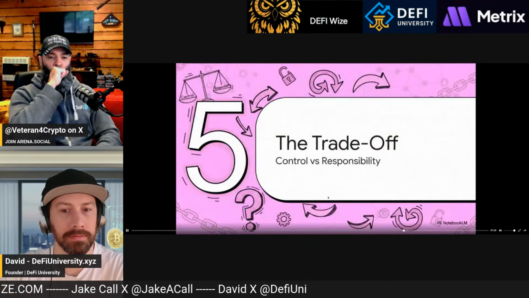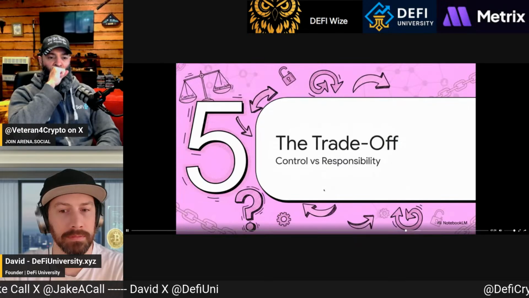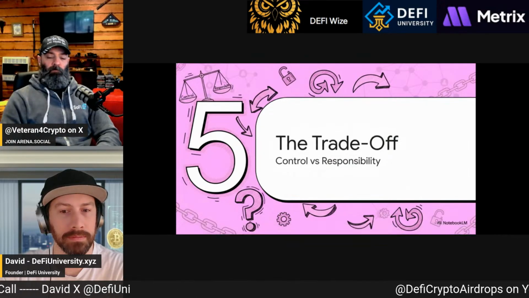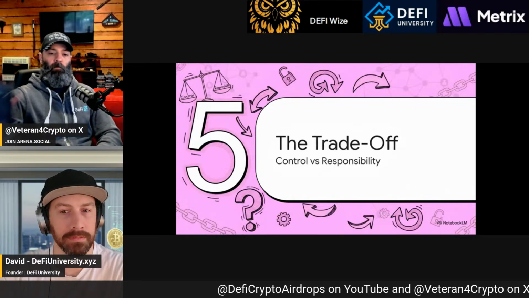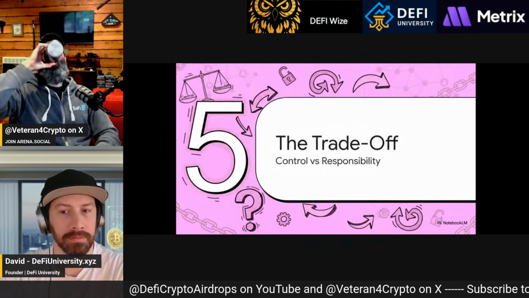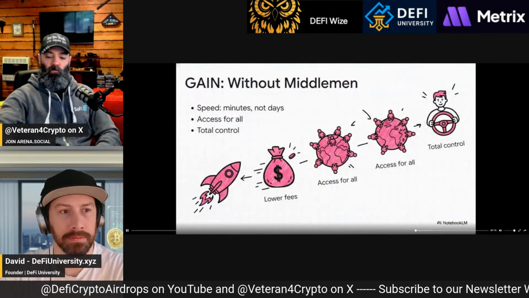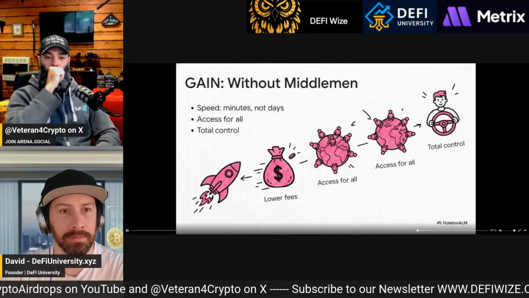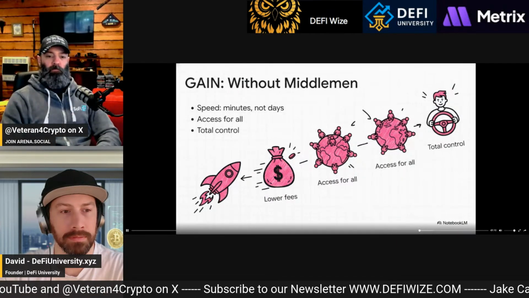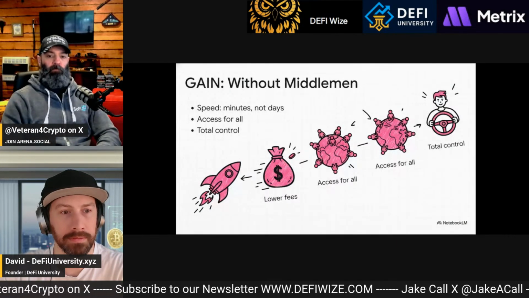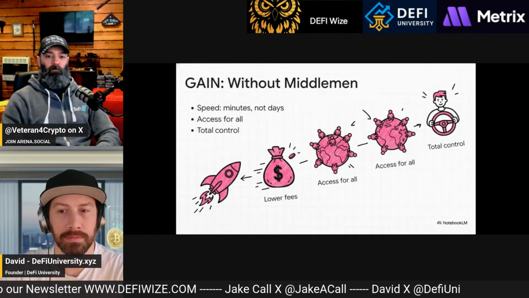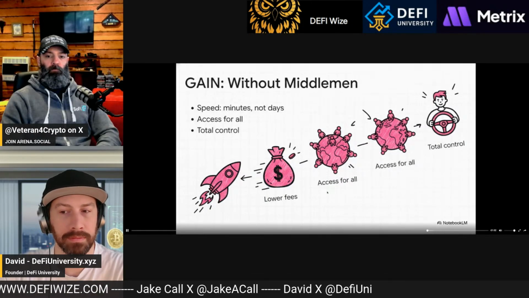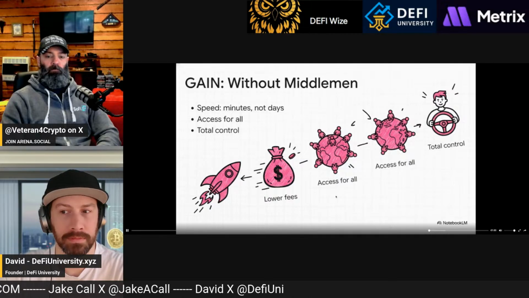And listen, this is probably the most important part of this entire explainer. This is not some perfect magic solution. It's a deliberate choice. It is a trade-off. By getting rid of the middlemen, you gain some pretty huge advantages. Transactions can happen in minutes, not days. The fees are often way lower, and access is open to basically anyone with an internet connection. And most importantly, you have total sovereign control over your funds.